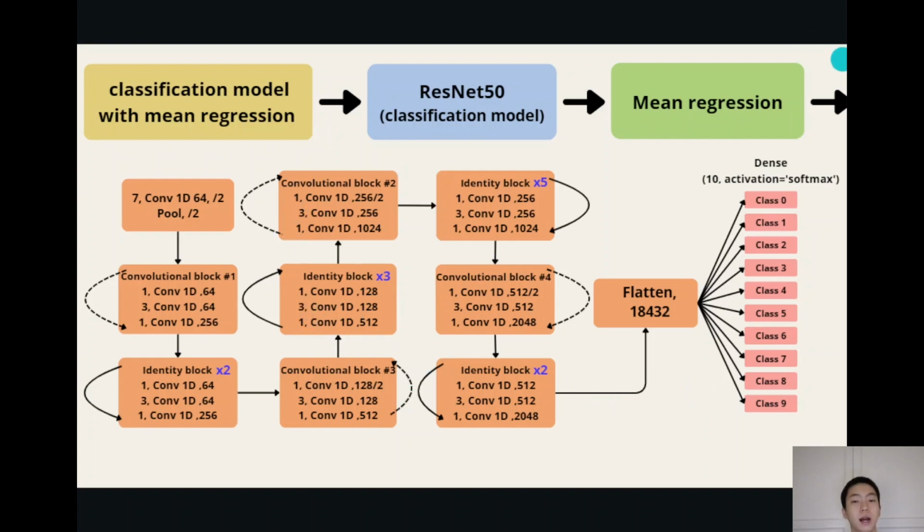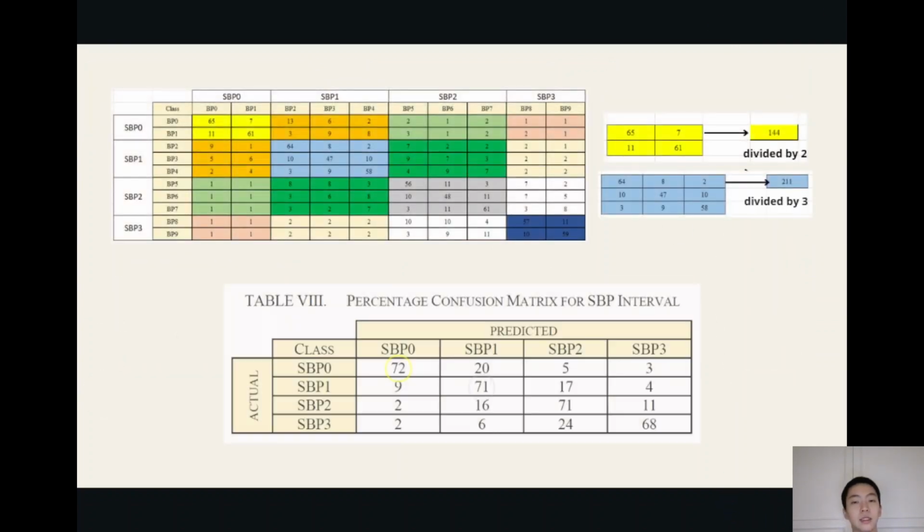We modified the output layer by replacing the two linear regression outputs for predicting the SBP and the DBP with these 10 classes. These 10 classes were derived from paired SBP and DBP intervals. The table here shows the confusion matrix for the 10 classes.